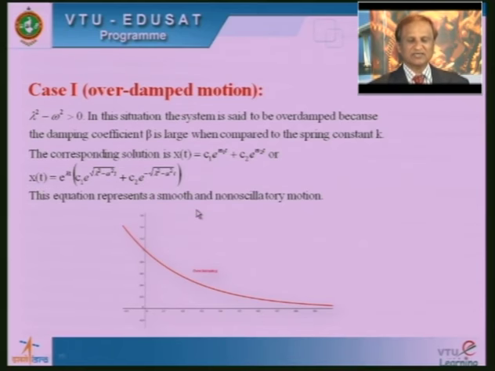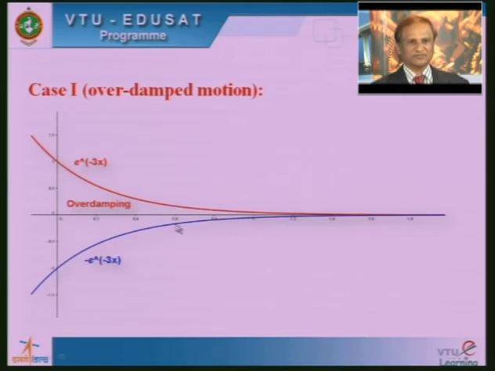The equation represents a smooth and non-oscillatory motion. Suppose the roots are real and different, then you will get a smooth curve like this. So, we call it a non-oscillatory motion. You may get a smooth curve like this, or you may get a similar type of curve. For example, if you take this position as the equilibrium position.